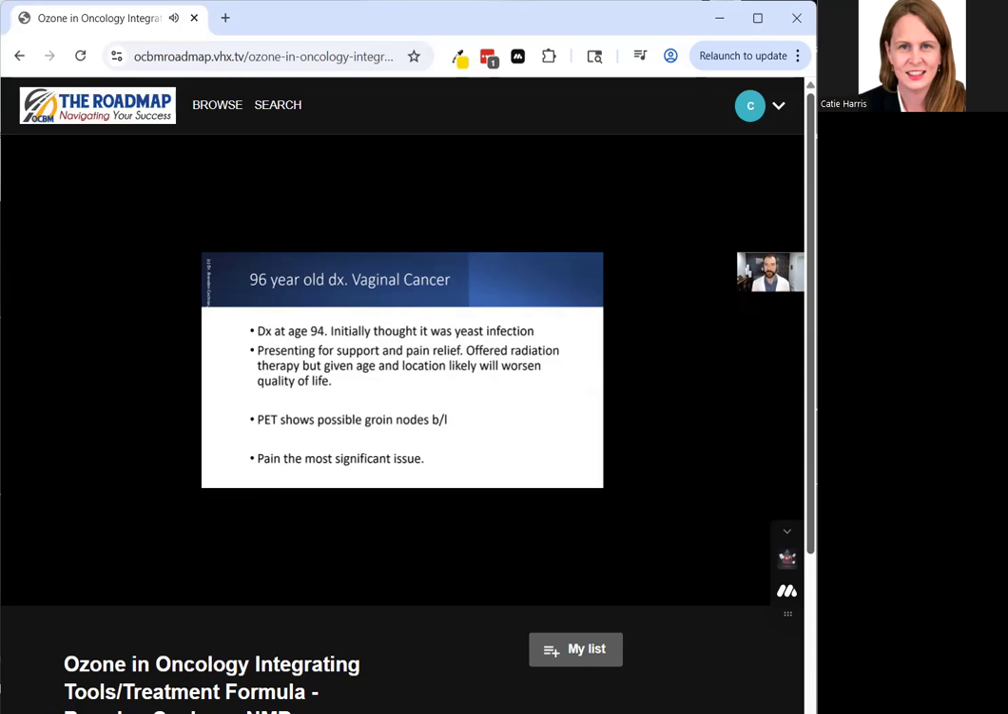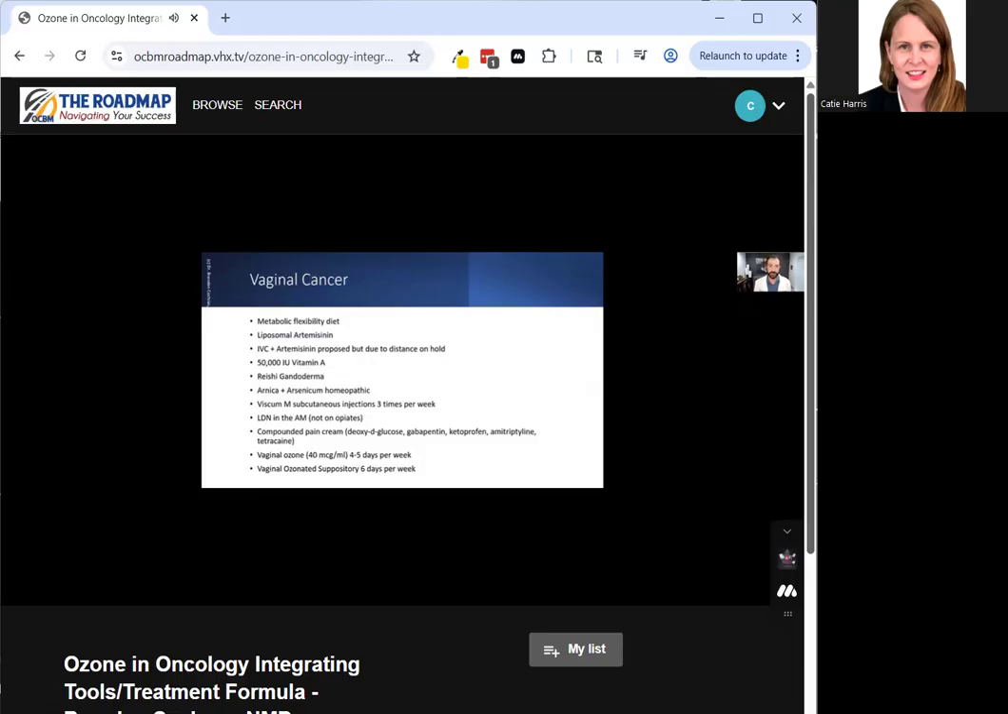We have to really think about what makes sense here, because she's at the time in her age that the cancer probably is not going to take her. She's going to have something else happen to her. PET scan shows possible growing nodes, pain the most significant issue. Her trifecta labs were nice and low at the time that we did run them as well.